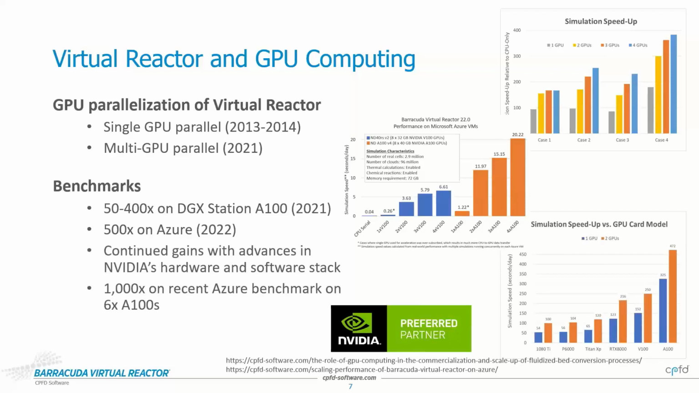And we're continuing to see gains with advances as NVIDIA improves their hardware and software stack. This plot in the lower right here shows speed up for a sample case over recent generations of GPUs, and you see that for the same case using the same version of Barracuda Virtual Reactor, the speeds have been increasing tremendously. So as NVIDIA continues to put out new hardware and software, we're leveraging that. In fact, we have a new benchmark back on Azure by an independent third party, running on 6 A100s on one of their newest systems. This is going to be published soon, over 1,000 times faster.